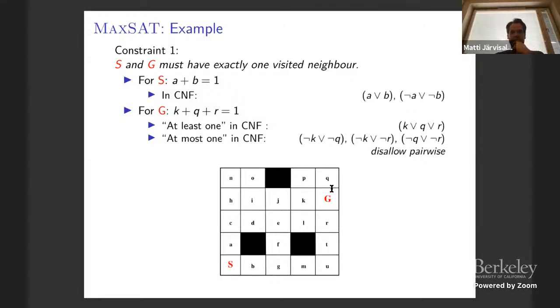At least one is easy. It's just the clause saying visit K, Q, or R. And at most one in CNF, we can, for example, state by pairwise disallowing all pairs over the three grid positions, so not K or not Q, and so forth.